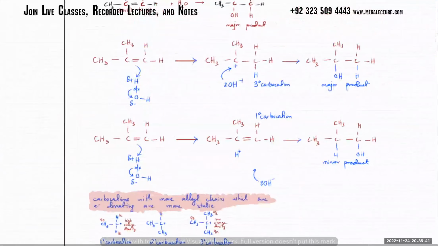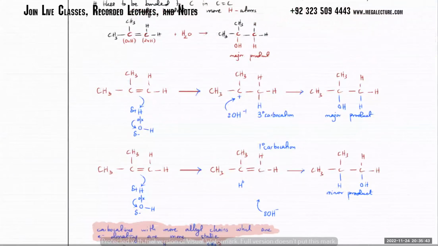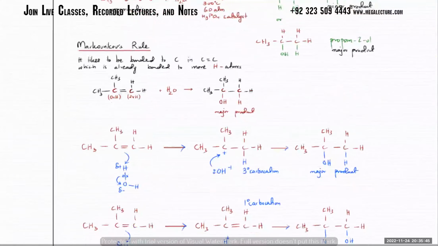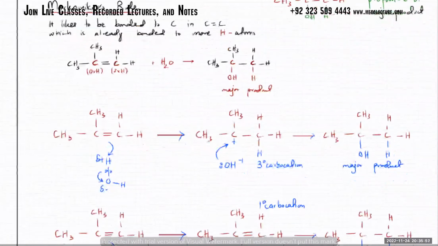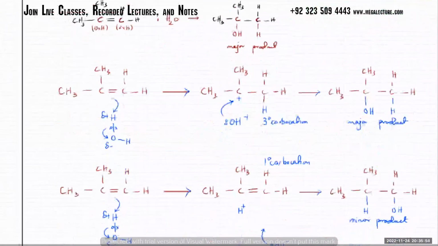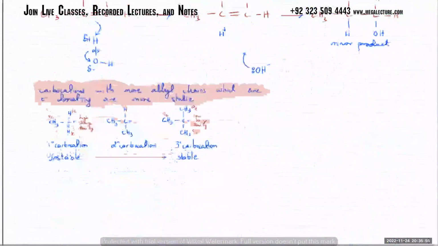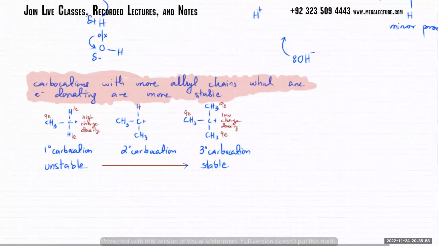I mean, you have to understand that there's a 3 degree, 1 degree carbocation. You have to watch out for that. Like overall, you got to remember this part. ठीक है, इस पूरी चीज पे. Major product, minor product, and that's the reason for that. Explanation के just one line. Carbocations that have more alkyl chains, which are electron donating, are more stable. बल्कि आगे भी लिख लेते हैं, as they have a lower charge density.